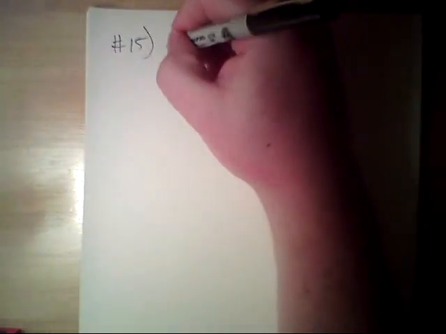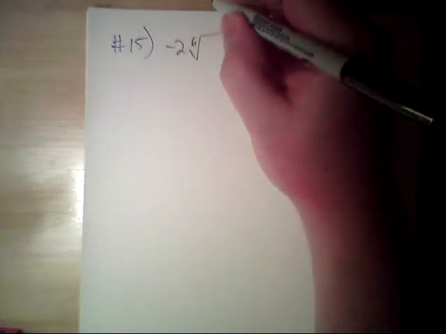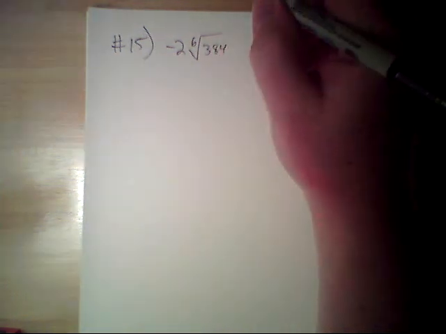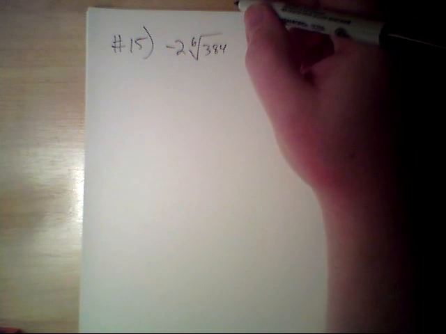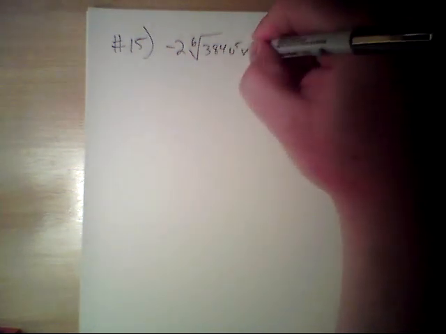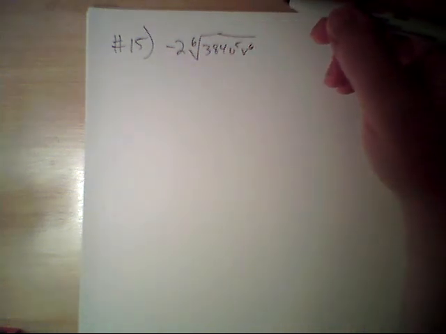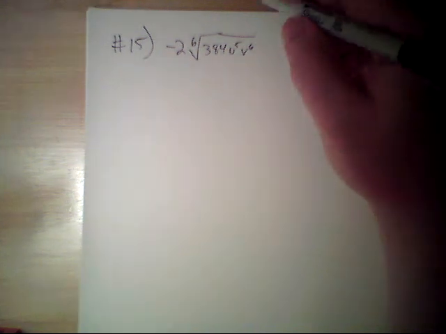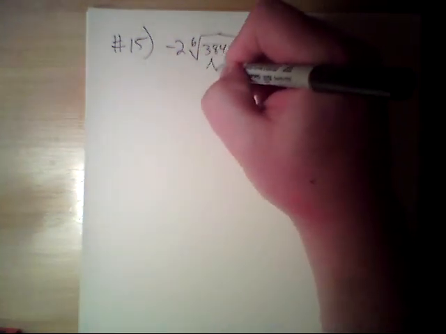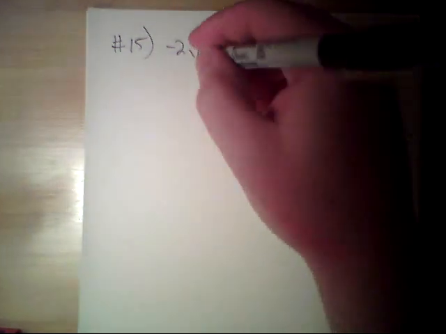We have negative 2 times the 6th root of 384, with the u's and v's again. So we have u to the 5th, v to the 6th. Okay, so we know that v can come right out. So let's start breaking down these numbers first. 384. Let's just start dividing it by 2 and see what happens. 384 divided by 2 is 192.